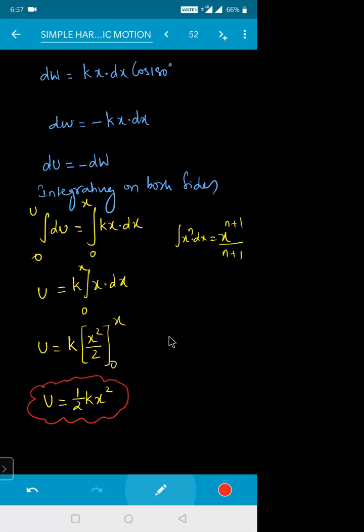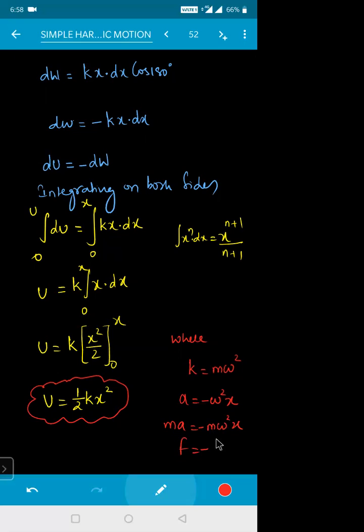Where is the value of k here? k is equal to m into omega square. How did I get this value? Because we know the acceleration a is equal to minus omega square into x. If I multiply on both sides by m, this will be equal to m into a is equal to minus m into omega square into x.